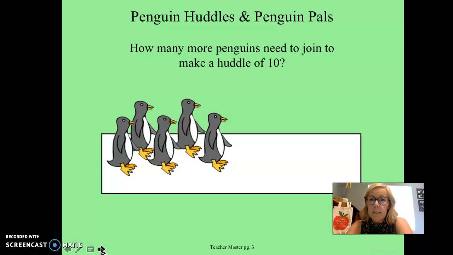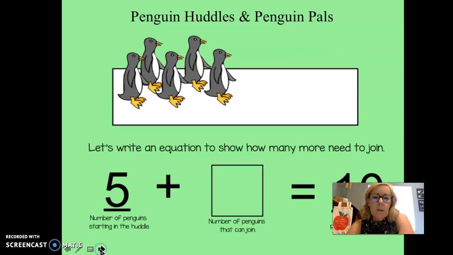How many more penguins need to join to make a huddle of 10? How many penguins do you see? 1, 2, 3, 4, 5. How many more to make 10? 6, 7, 8, 9, 10. 5 plus 5 equals 10.